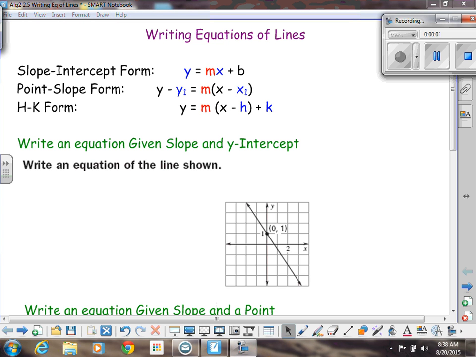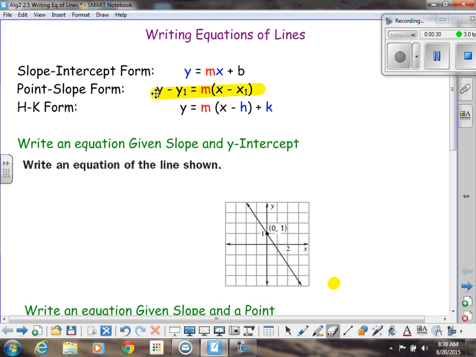Hello, we're going to review writing equations of lines. Remember that we have slope-intercept form, which is y equals mx plus b, and we have hk form, which is y equals m(x minus h) plus k. And I'm going to show you another form, point-slope form, and that looks like this, where I have y minus y1 equals m times (x minus x1). It's very similar to hk form, and I will show you later how to use that.